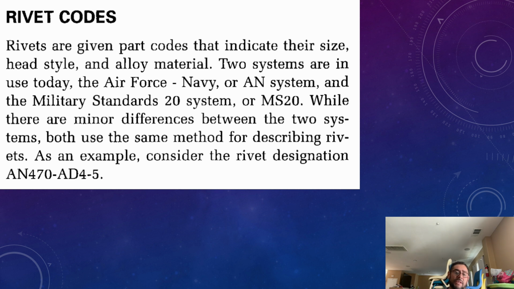Rivet codes. Rivet codes are given to part codes to indicate their size, head style, and alloy material. Two systems are in use today: the AF Navy or AN system and the military standard 20 system, or MS-20. While there are minor differences between these two systems, both use the same method for describing rivets. As an example, consider the rivet designation AN, Army Navy 470 AD 4-5.